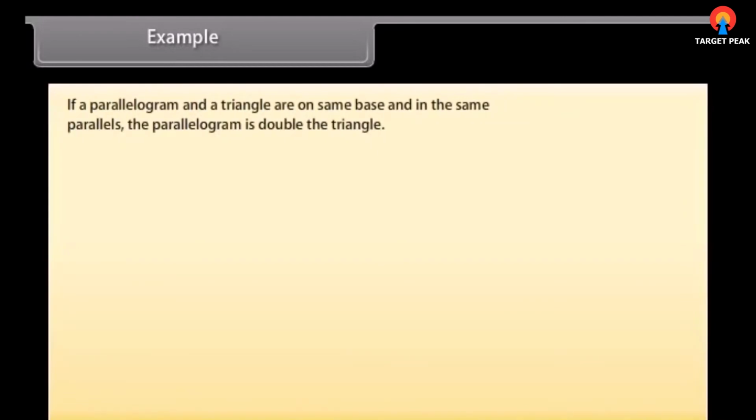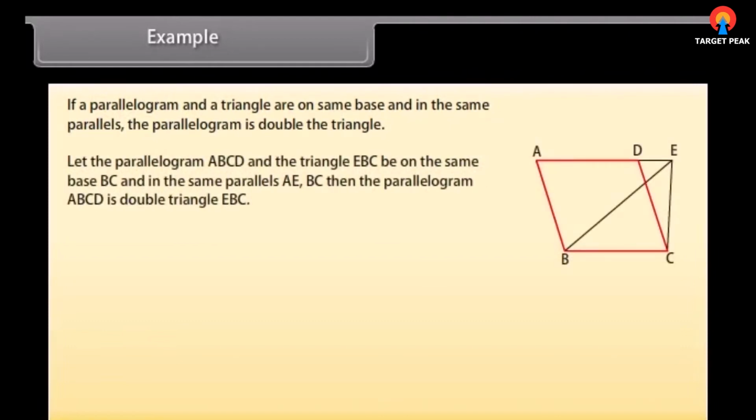Example. Let's prove an example now. If a parallelogram and a triangle are on the same base and in the same parallels, the parallelogram is double the triangle. Let the parallelogram ABCD and the triangle EBC be on the same base BC and in the same parallels AE, BC. Then the parallelogram ABCD is double the triangle EBC.